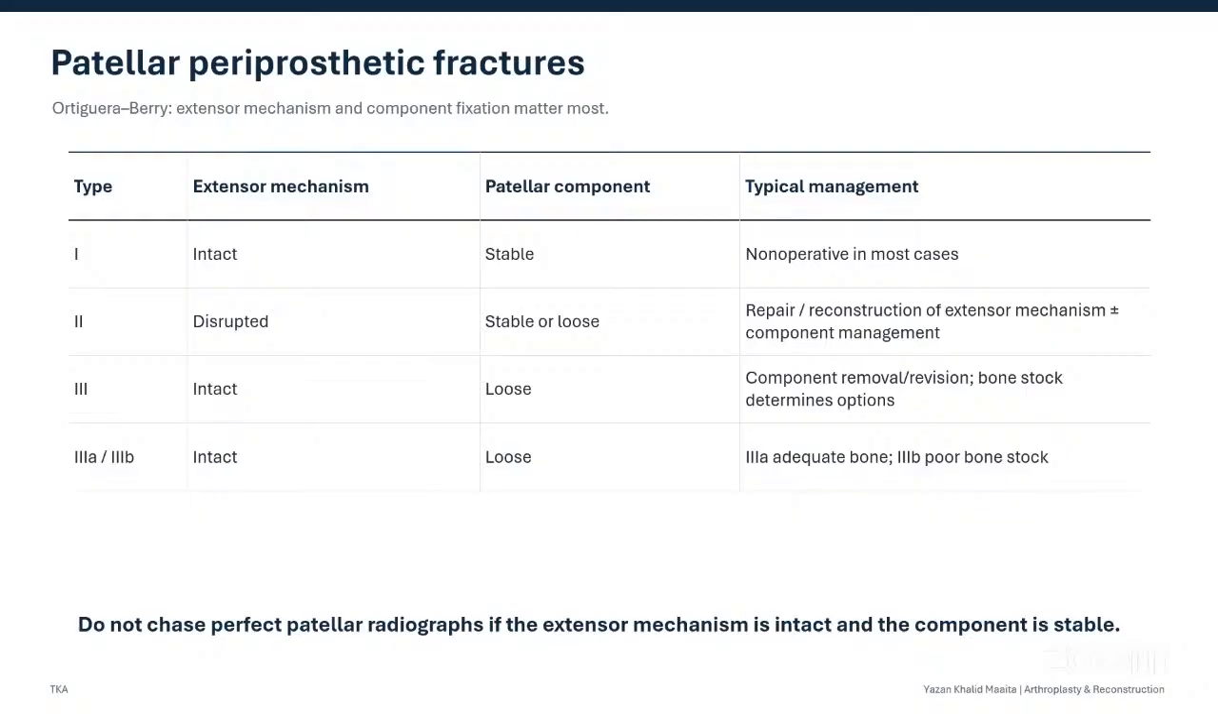Type 3: intact extensor mechanism but a loose patellar component. Component removal or revision depends on the bone stock. Type 3B depends on the bone adequacy. Do not chase a perfect patellar radiograph if the extensor mechanism is intact and the component is stable.